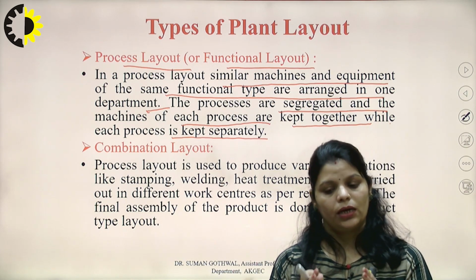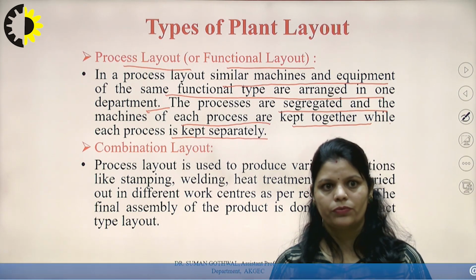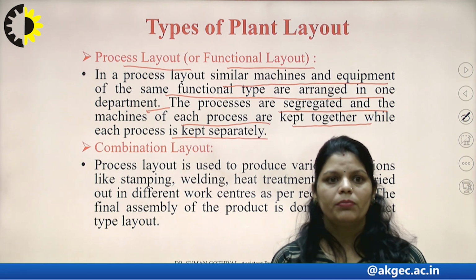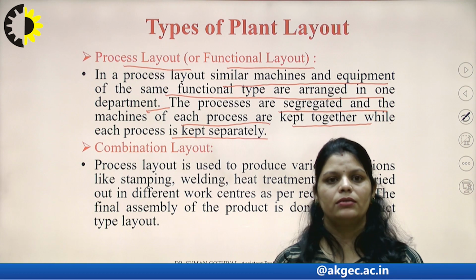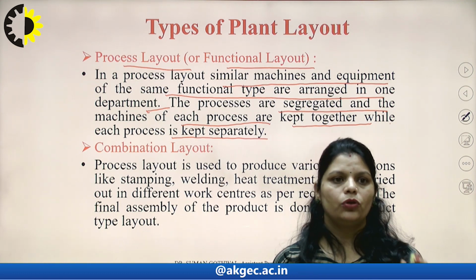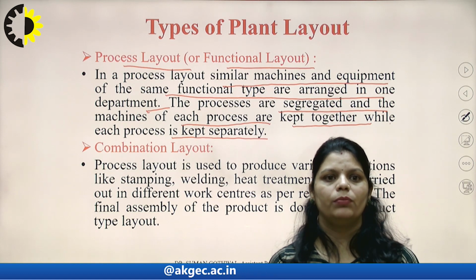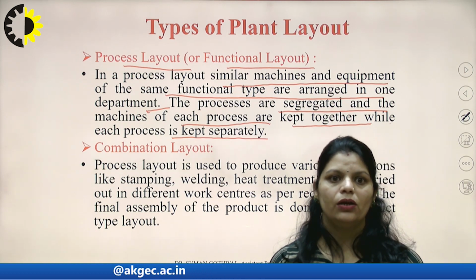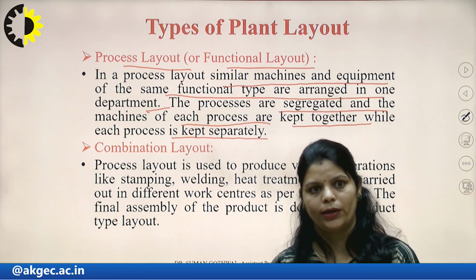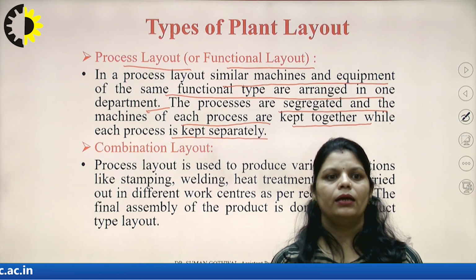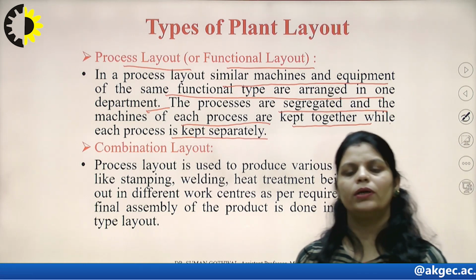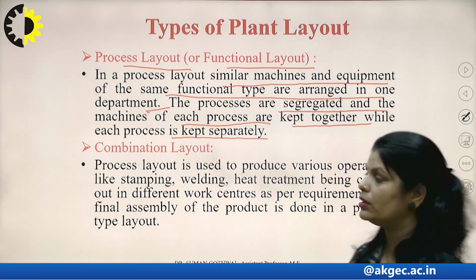But there are some limitations also. There are long material flow lines, and hence expensive handling is required. The total production cycle time will be more due to the long distances and waiting at various points. Also, more work will be in queue, so bottlenecks may occur in this case.